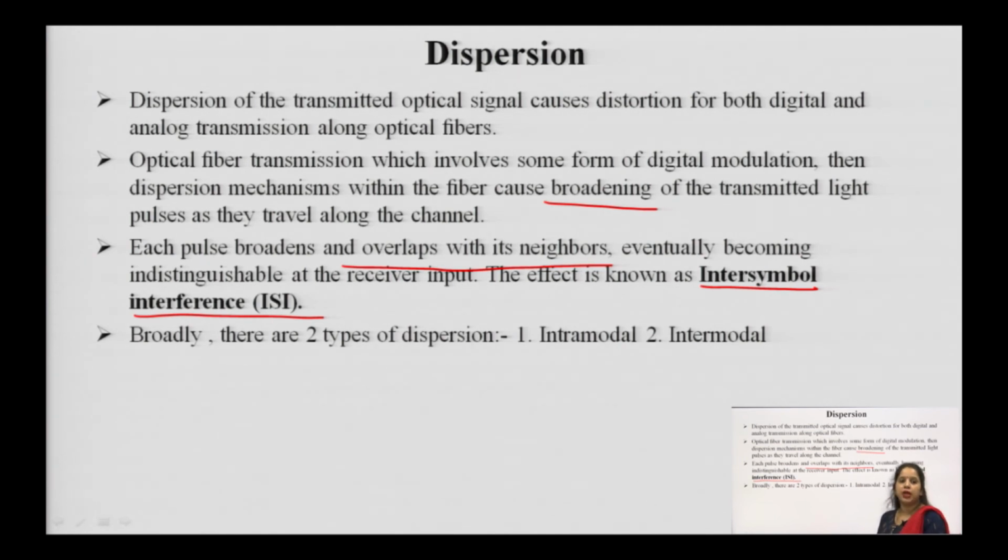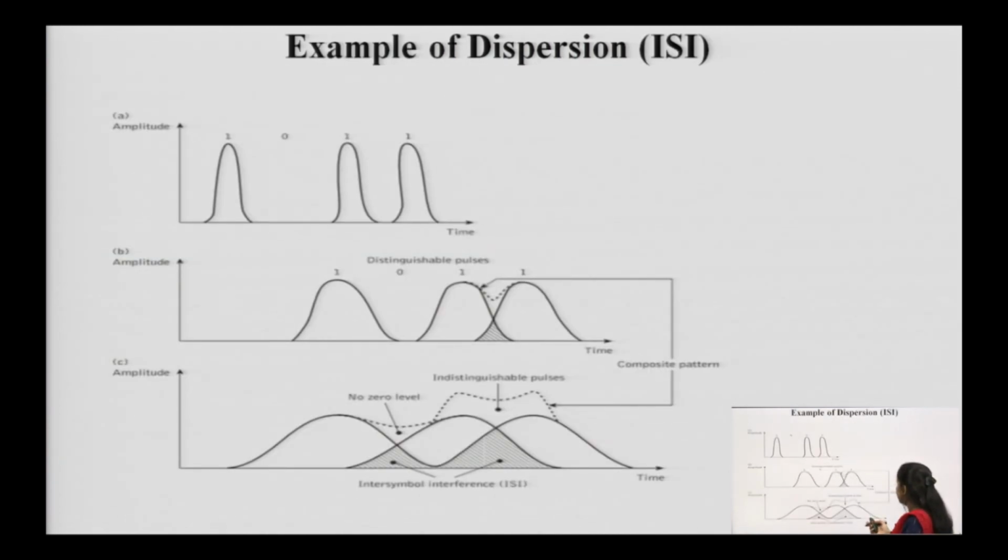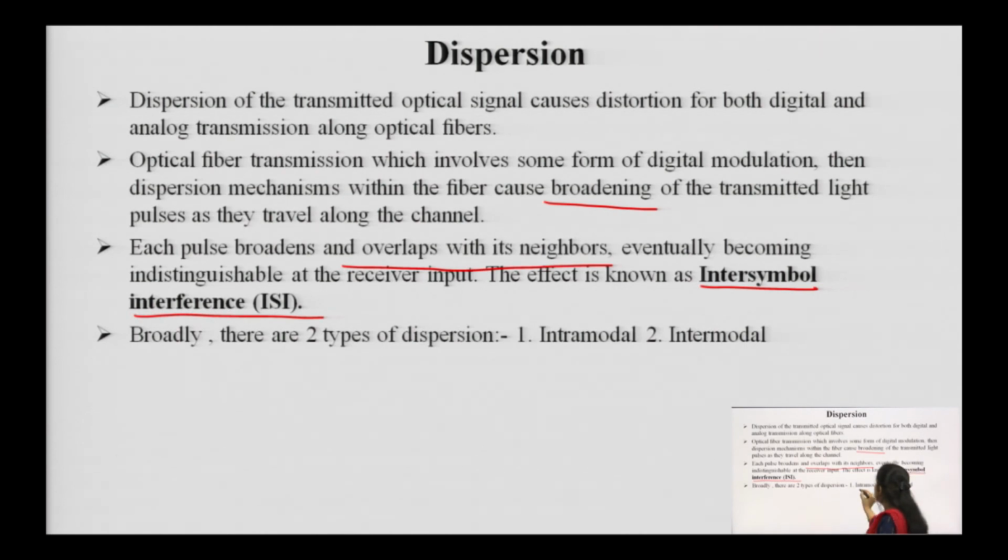There are basically two types of dispersion. The first one is intramodal and the second one is intermodal. Intramodal dispersion is also called chromatic dispersion.